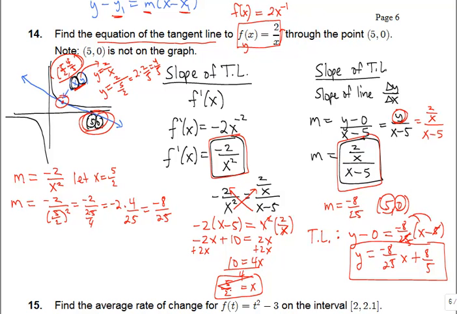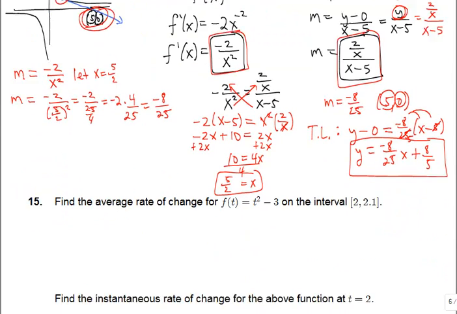And that's how we got that 5/2. And once we found our 5/2, then we could plug in 5/2 into our derivative to find the slope m, and then do our point-slope form. Okay, so that's a tricky problem.